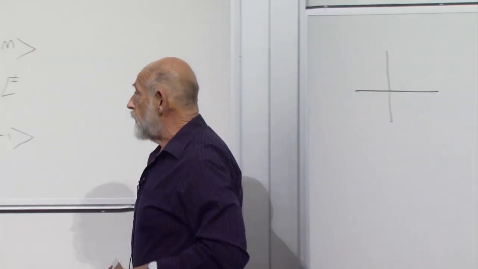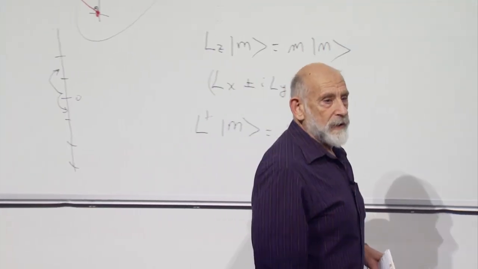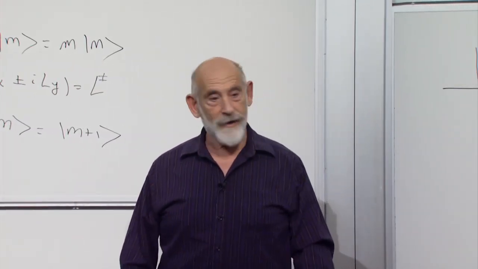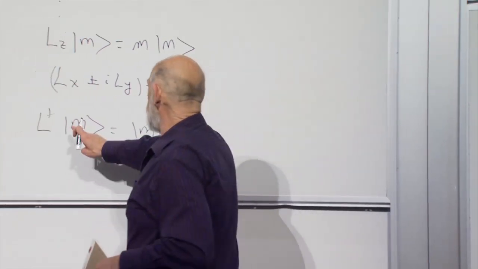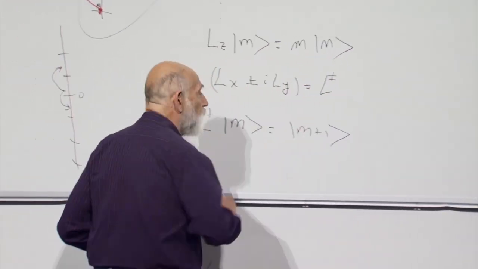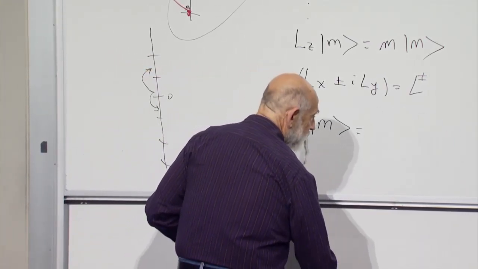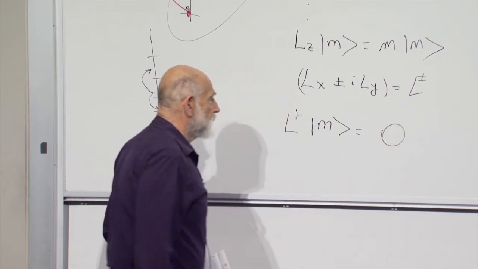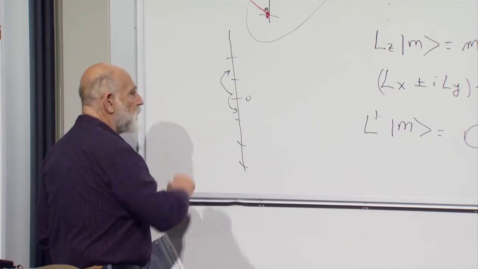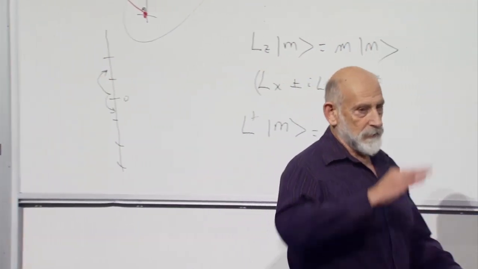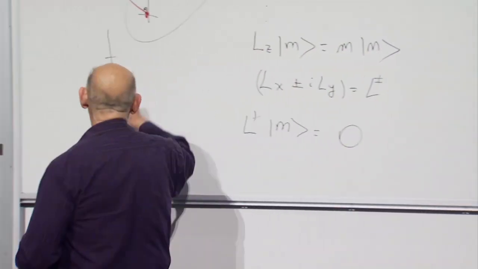The next thing we asked was, well, does this go on forever and ever and ever? It will go on forever unless it comes to an end. How can it come to an end? The only way it can come to an end is if L plus, instead of giving another non-zero eigenvector, gives us 0. That's the only way it can come to an end. And if it does come to an end, and typically they do, that's the end of the spectrum of raising. And let's suppose that's over here.